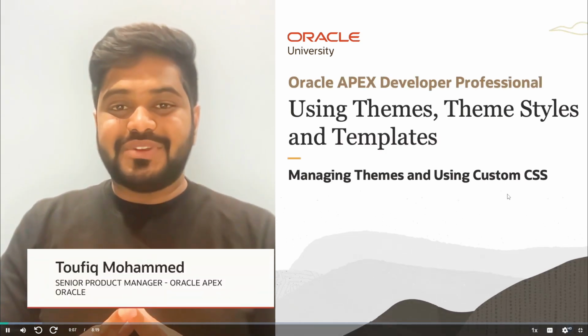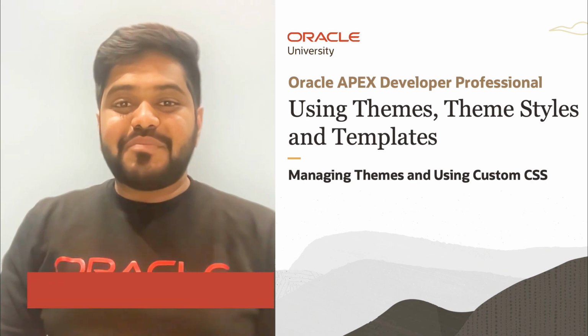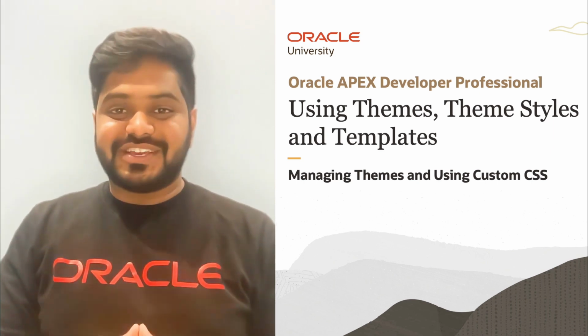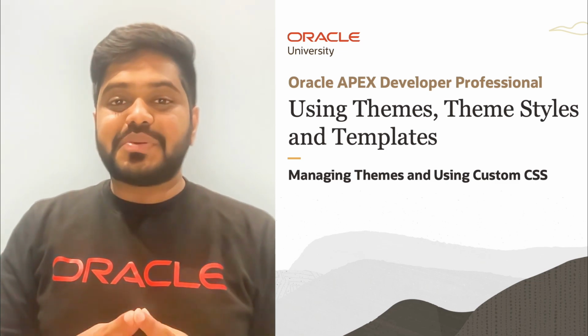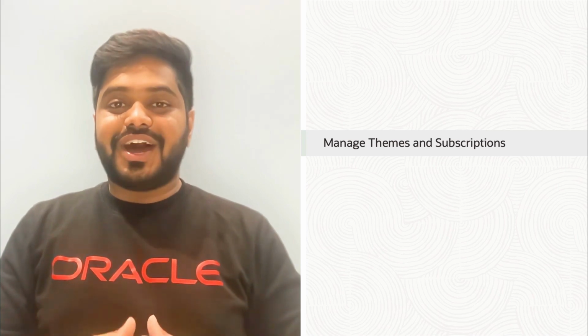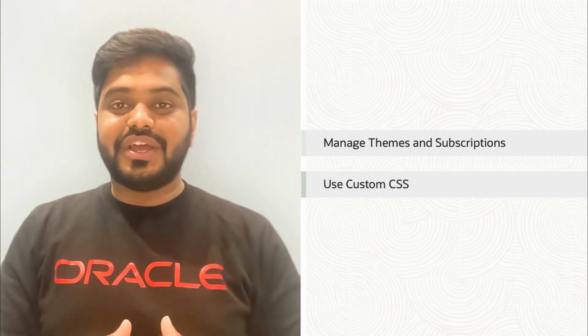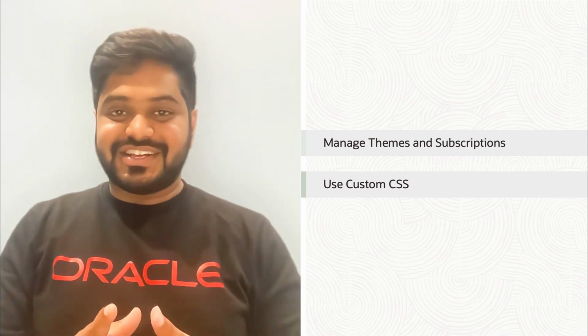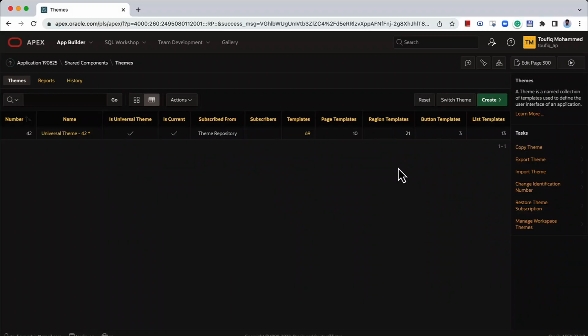In real world scenarios, you may be dealing with more than one Apex application. Then it becomes important to make sure that themes and templates in these applications are in sync. You can use theme subscription model in Apex to do this. In this lesson, you will learn how to use theme subscription model to manage themes in Apex. You'll also learn how to put your entire CSS code in a single file and refresh that in your page templates. Let's get started.